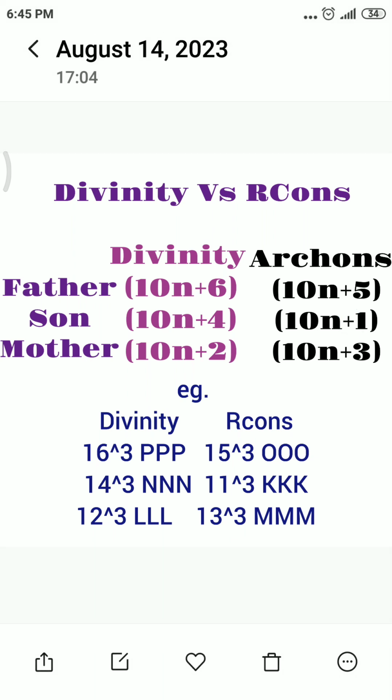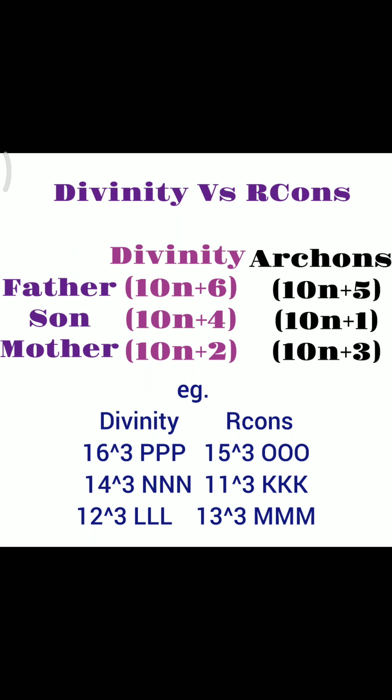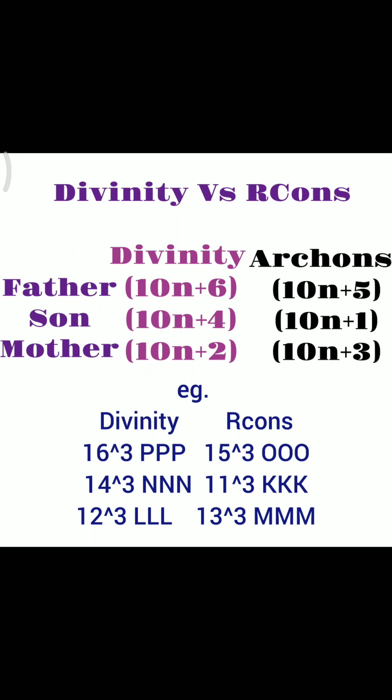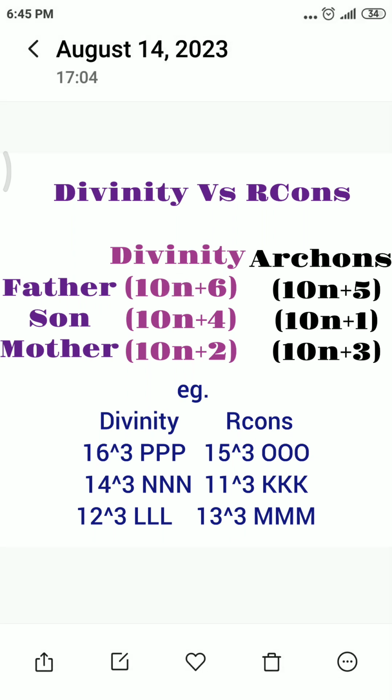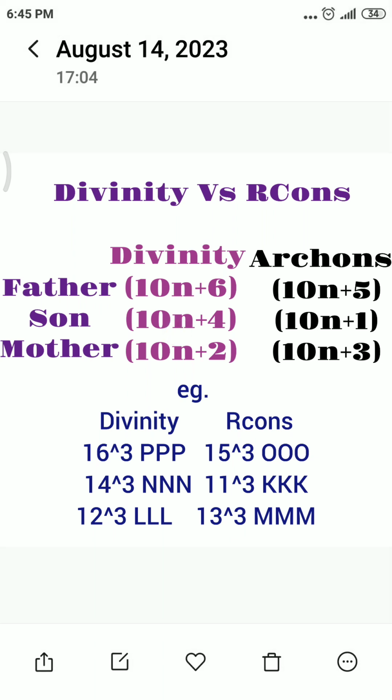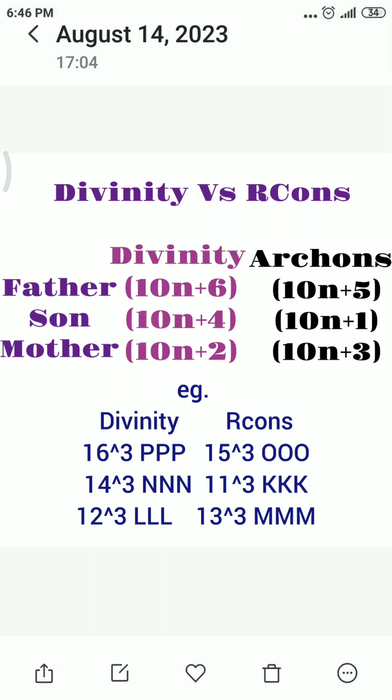So this divinity will always have 10n. n can take 0, 1, 2, 3, whatever you want, and that is a generic formula. Let us say n is 0: the father will be 6, the son will be 4, the mother will be 2 in divinity. This is the divine side, which is actually life, or organized life forms. Not just human life, but all kinds of life.